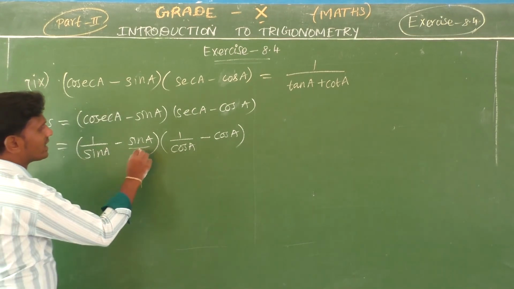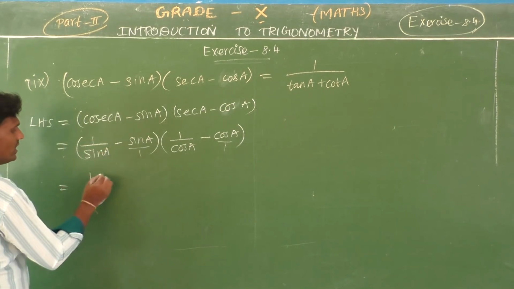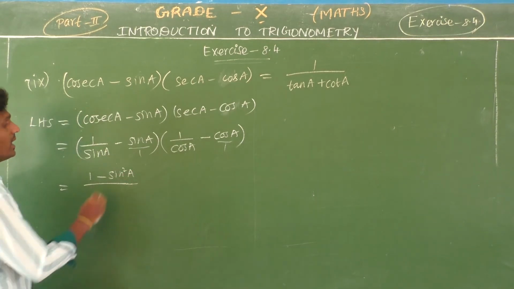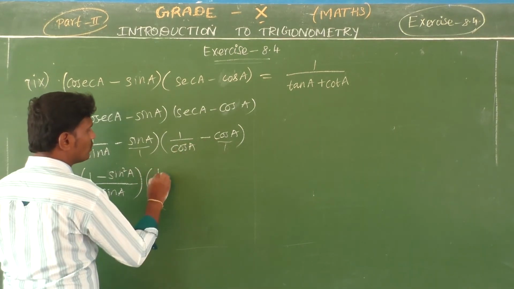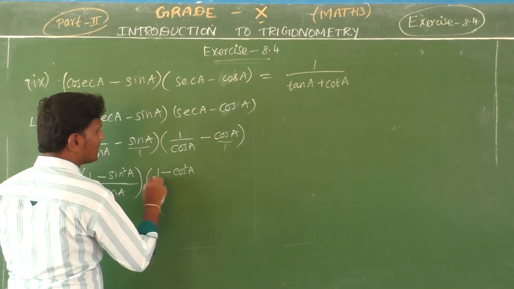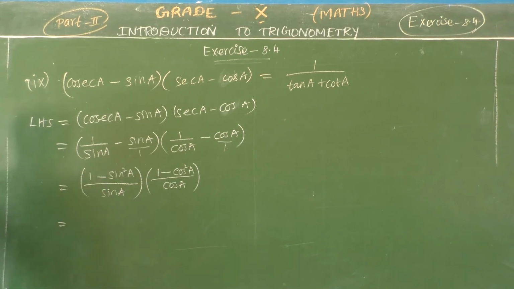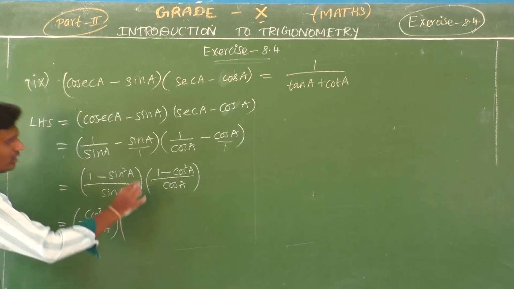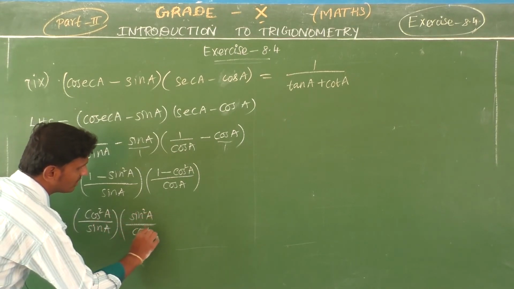Now I am going to do a cross multiplication in both brackets to get (1 minus sin square A) the whole divided by sin A, into, here also cross multiplication, (1 minus cos square A) the whole divided by cos A. Now 1 minus sin square theta, you know, is cos square. That is cos square A by sin A into 1 minus cos square A, which is sin square A, so sin square A by cos A.